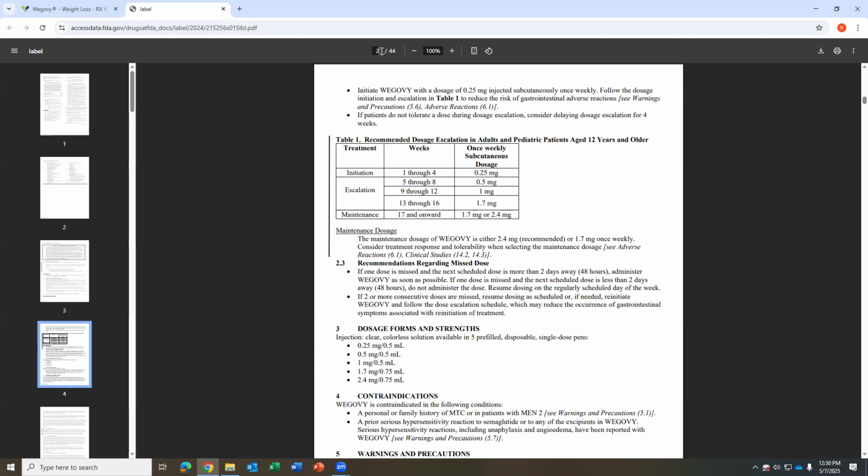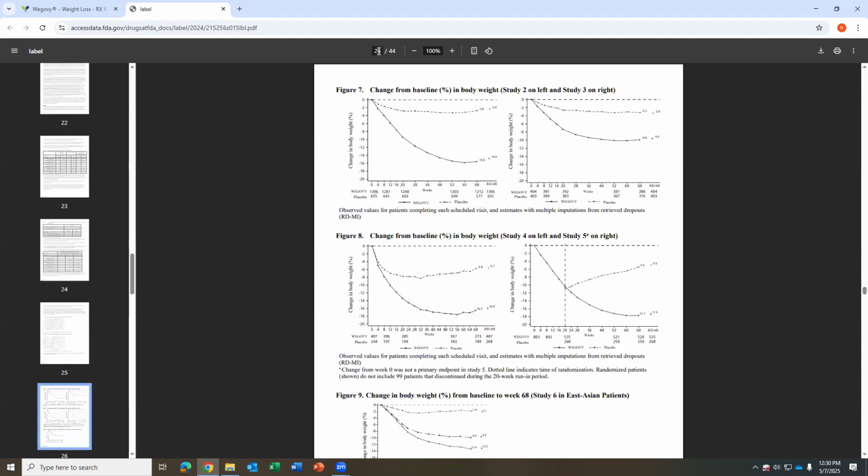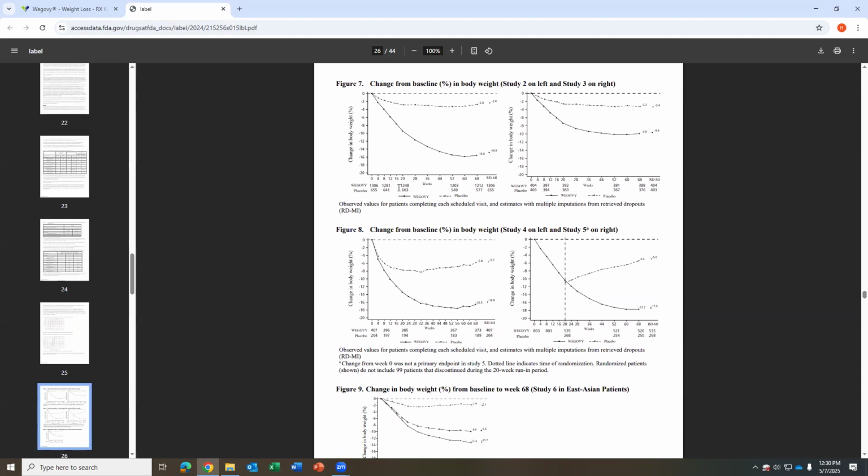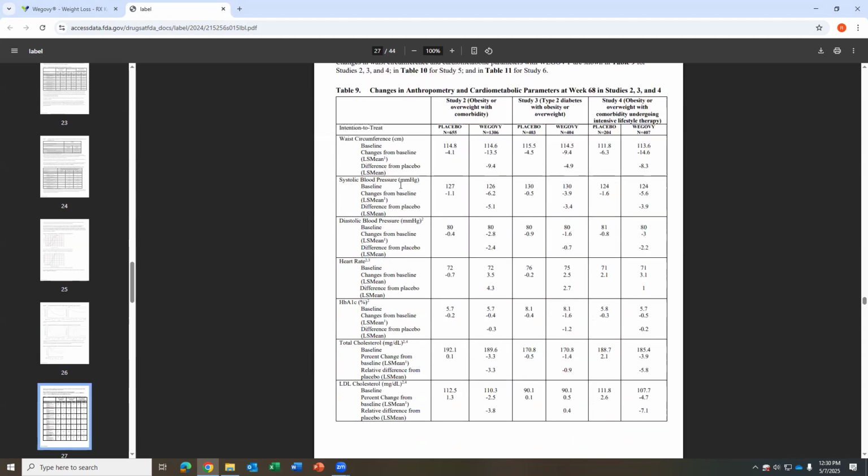Another good area you can look at in the medication guide is the clinical studies. And here are some graphs that you can go through, and there's a variety of clinical studies and a lot of data that you can look at as well.